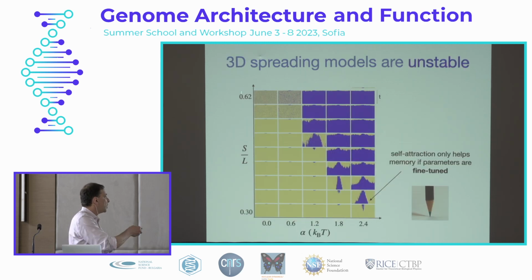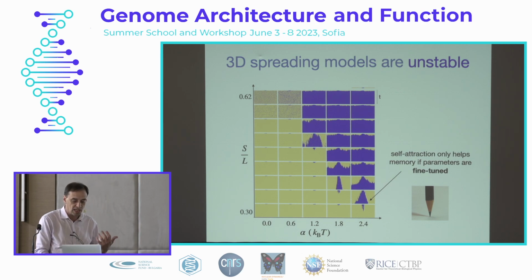And we examine the space of parameters S over L and alpha, trying to find maybe there is a regime where memory is stable. And yes, you can find the regime where it's stable, but it's like balancing a pencil on its tip. There is a narrow regime where the memory can stay for maybe tens of generations, but it generally has a tendency to either shrink or expand these domains. So they're still not stable in the sense of hundreds of generations.